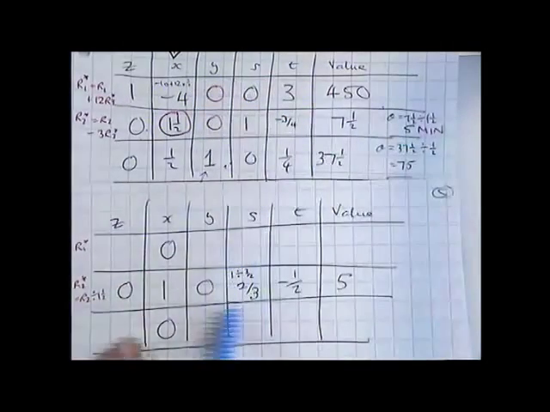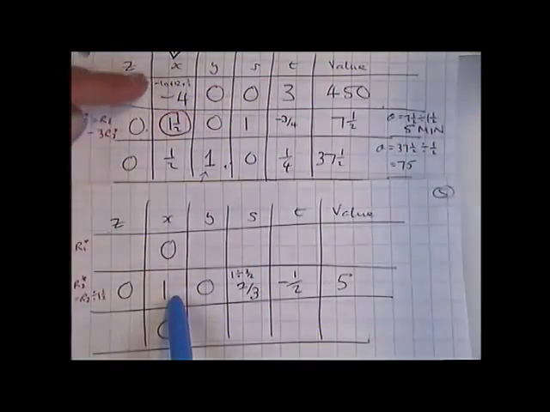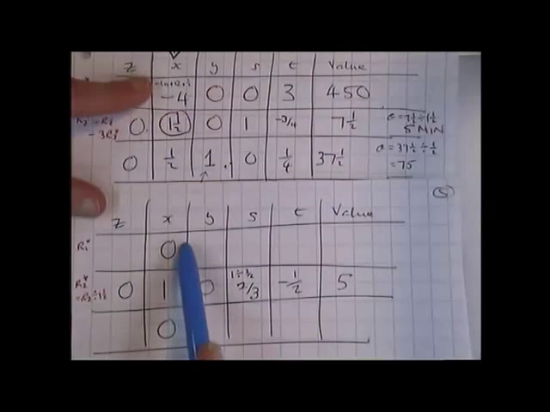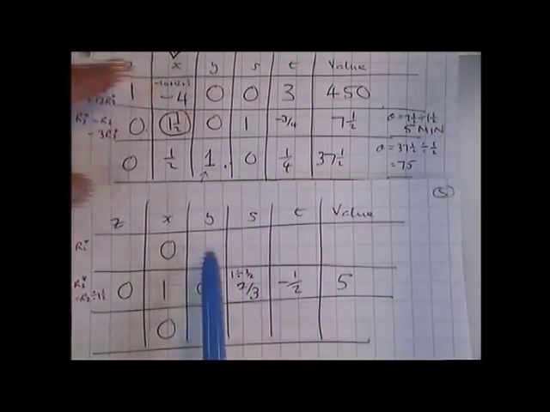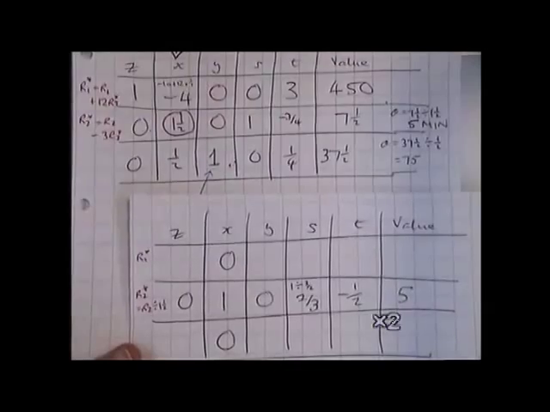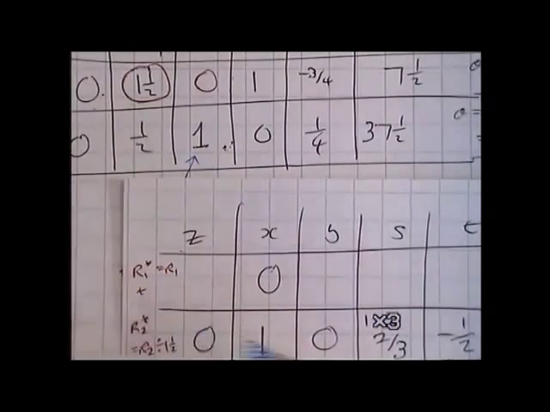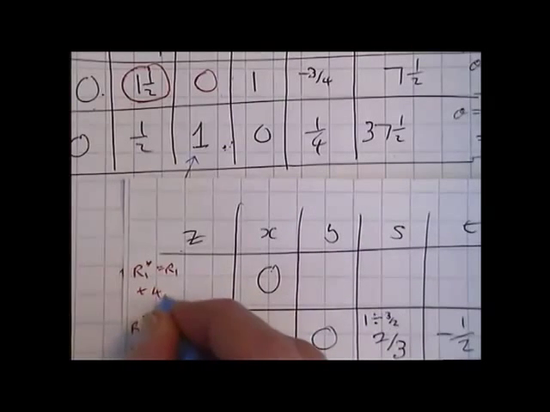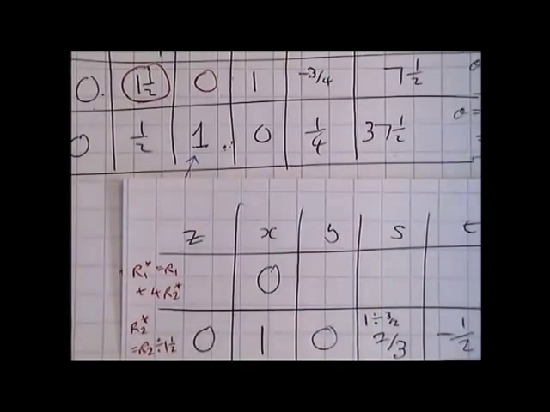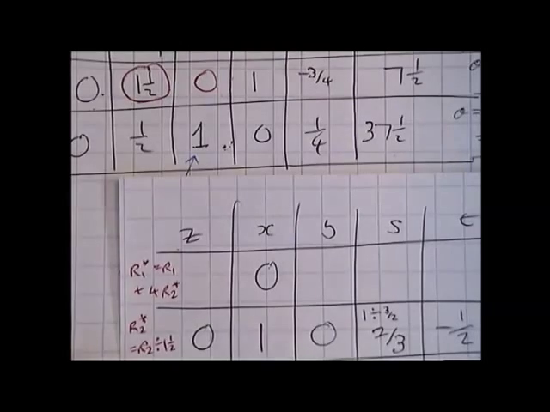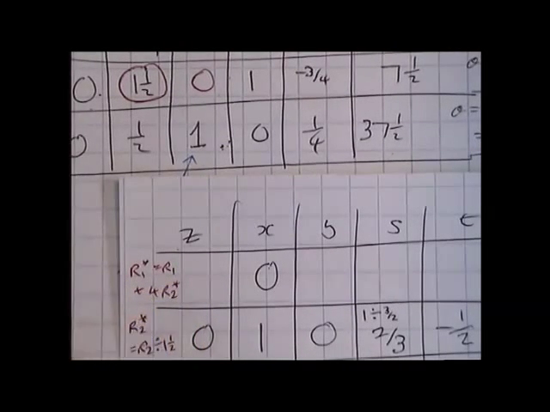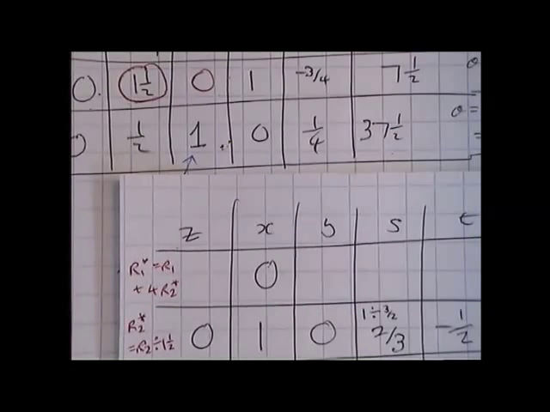How many of these do we add or take to that to make a 0? Yeah. So my new row 1 is equal to my old row 1 plus 4 new row 2. Okay? My new row 1 is my old row 1 plus 4 new row 2. And at that point, we're going to call it a day.